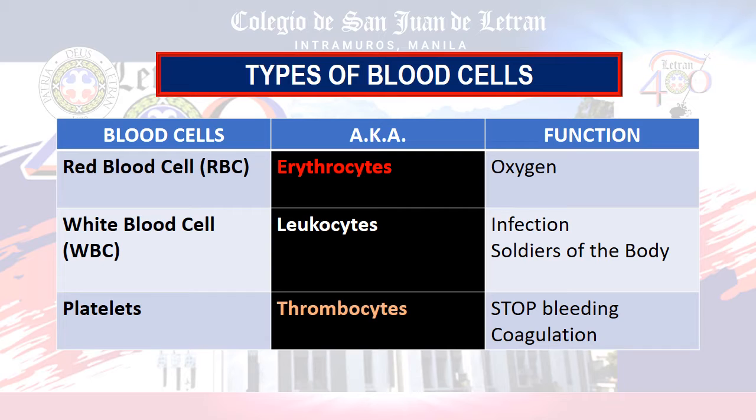Red blood cells, also known as erythrocytes, are by far the most abundant cells in the blood. RBCs give blood its characteristic red color. The main function of RBC is for oxygenation.